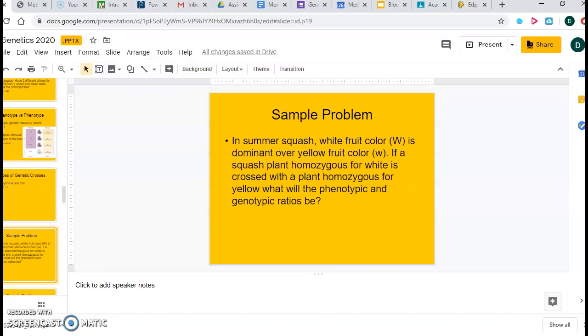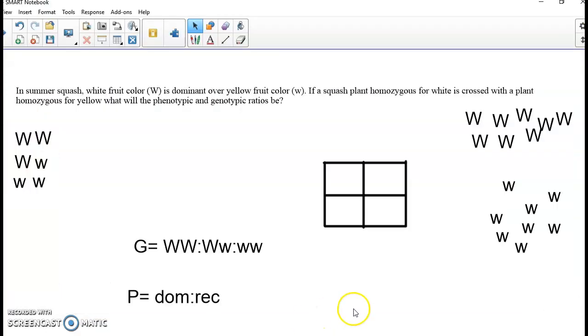I'm going to switch up to a different format so we can do this a little easier. If you take a look here, I have that same question written down. In summer squash, white fruit color is dominant over yellow fruit color. If a squash plant homozygous for white is crossed with a plant homozygous for yellow, what would be the phenotypic and genotypic ratios? Now, I know there's a lot going on here. I have all these W's. That's just because it's hard to write on this, so I thought it was easier to have all of it here in place. So don't worry about all these W's. If it's throwing you off, just ignore it for now.